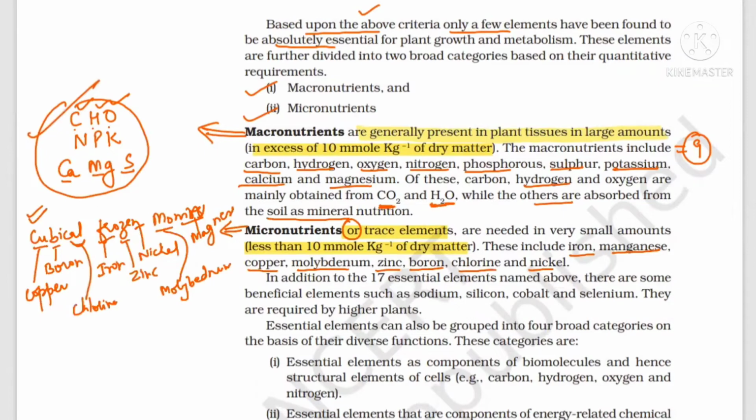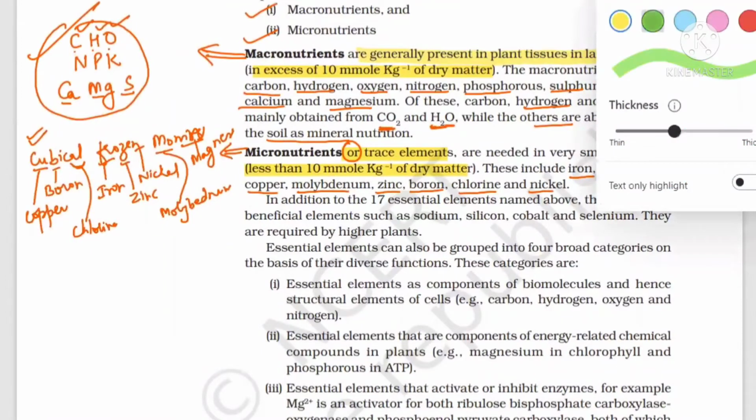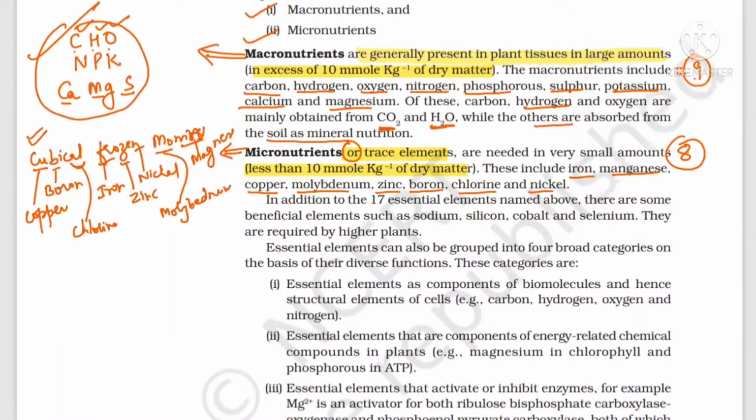Now, 4 beneficial elements are there. So micro total is coming 8. So 9 plus 8 means 17. That is why we are saying 17 essential elements. So 17 essential elements are present, in which 9 are macro and 8 are micro.